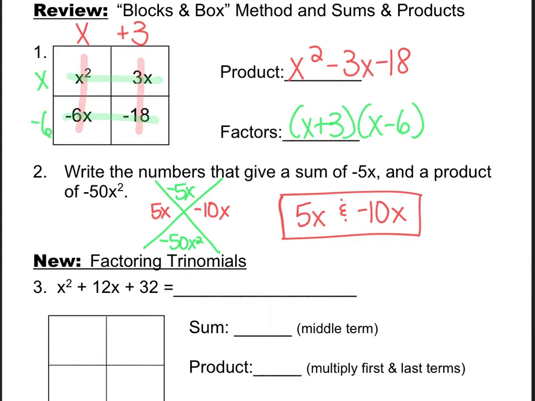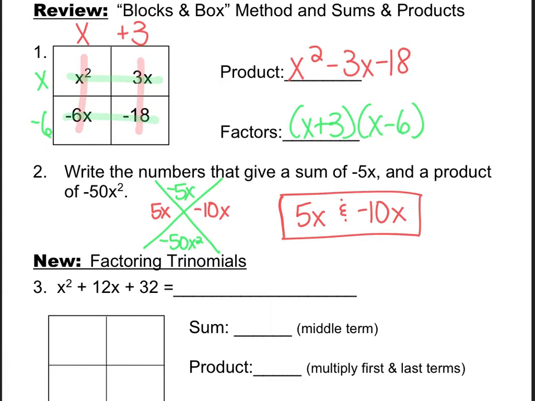Okay, for number 1, I got my product to be x squared minus 3x minus 18. That's just for moving from the top left to the bottom right. And then I did my column factors to get my factors of x plus 3 and x minus 6. So those are the 2 things that multiplied to give me that product.